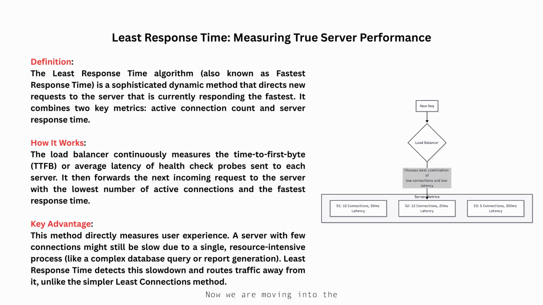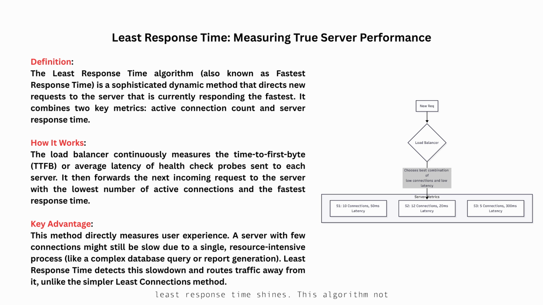Now we are moving into the realm of truly intelligent load balancing. Least connections is a good proxy for server load, but it is not perfect. What if a server has very few connections, but one of those connections has triggered a massive CPU task that has slowed the entire server to a crawl? The least connections algorithm would continue sending traffic there, leading to a poor user experience.